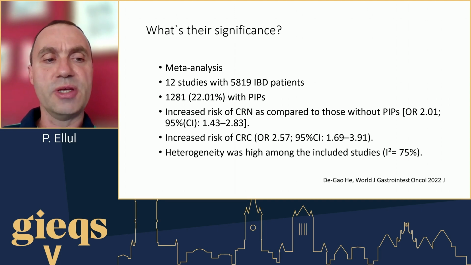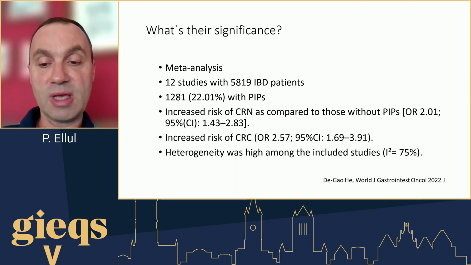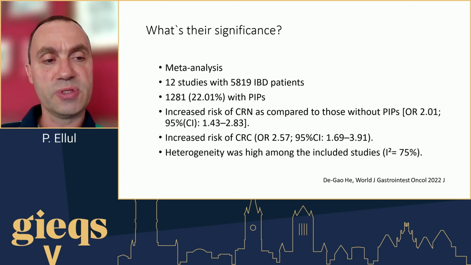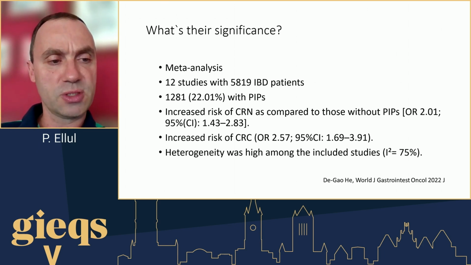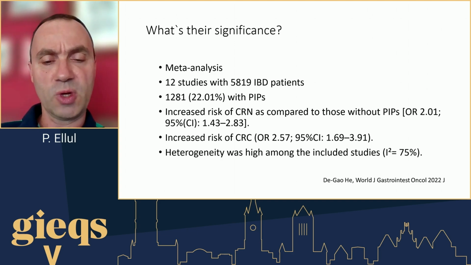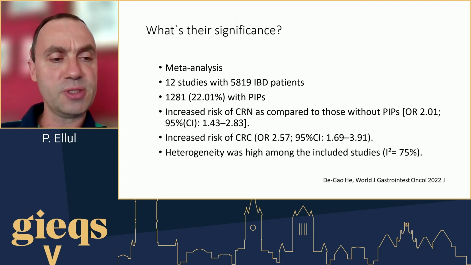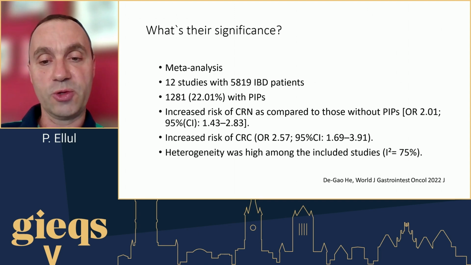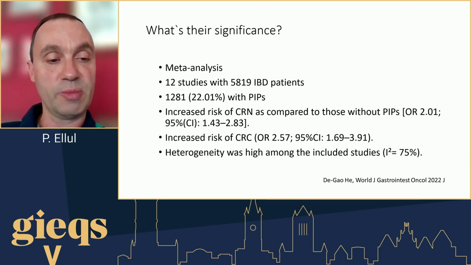Next is, what is the significance? This is a meta-analysis published in an oncological journal where they had 12 studies with about 6,000 patients. About 22% of those, about 1,200, had PIPs, post-inflammatory polyps. And in the meta-analysis, they found that there is an increased risk of colorectal cancer as compared to those without post-inflammatory polyps.